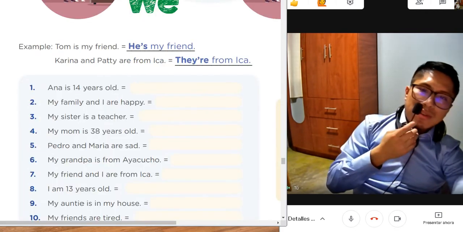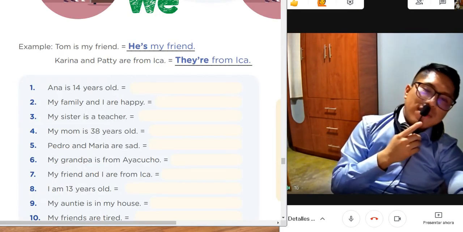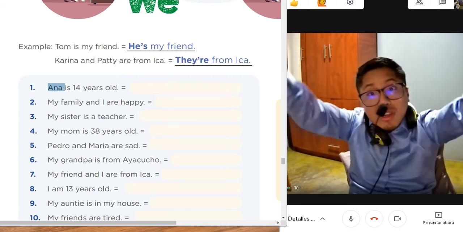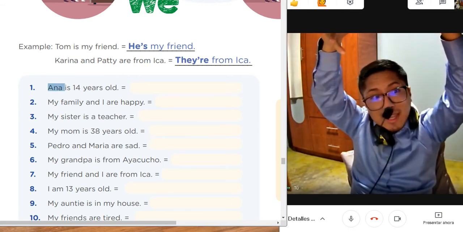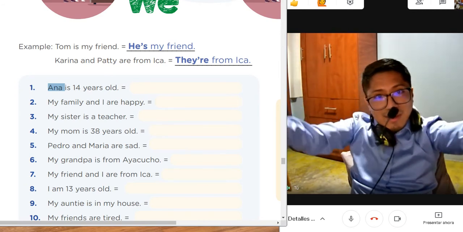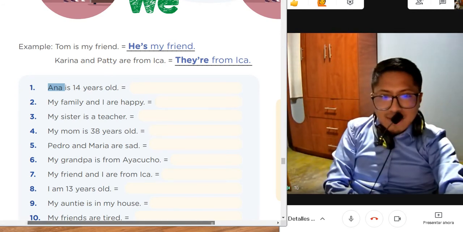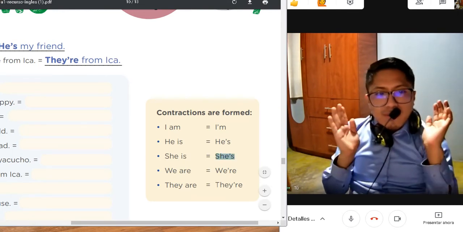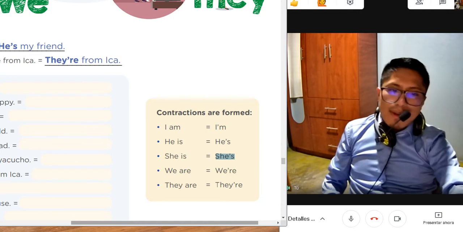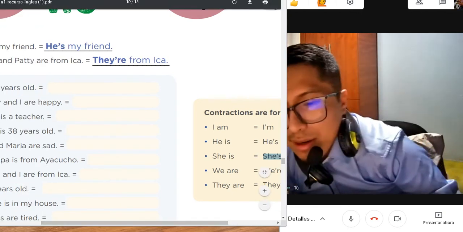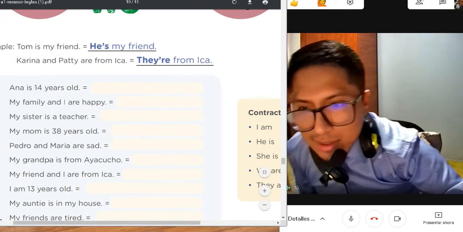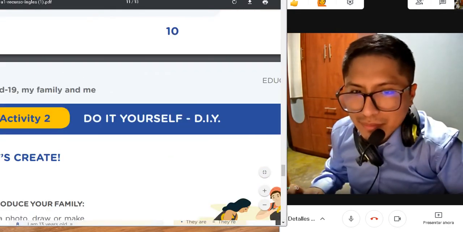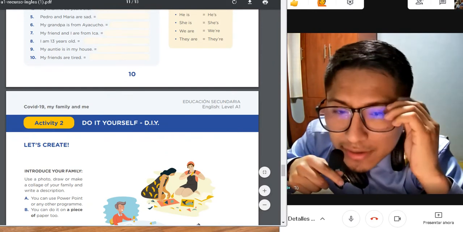Entonces vamos a hacer los ejemplos. Si observamos, nos dice aquí, Anna is 14 years old. Entonces Anna ya no será Anna, ¿no? Será she is 14 years old. Pero si usamos la contracción, sería she's 14 years old. Y nada más, eso es lo único que tenemos que hacer. Reemplazar los sustantivos y el verbo to be ahí por la contracción. ¿Listo? Muy bien. Do it yourself.